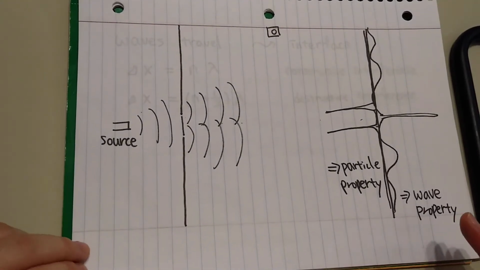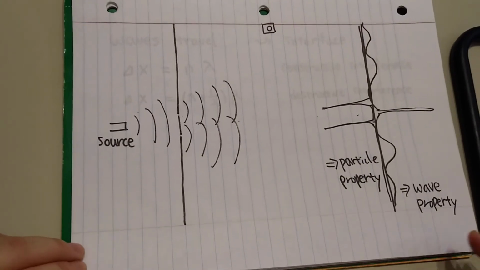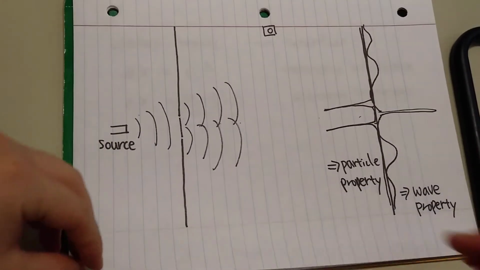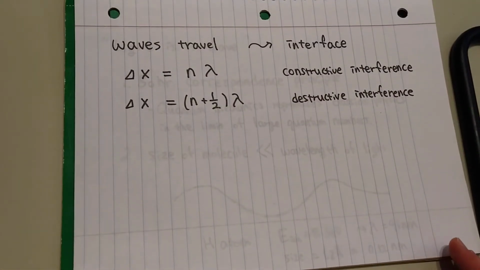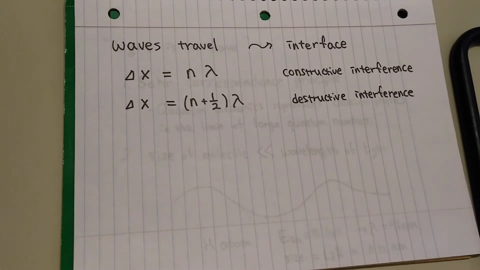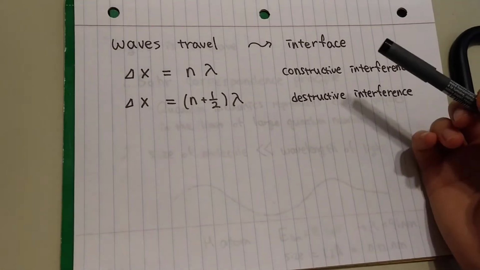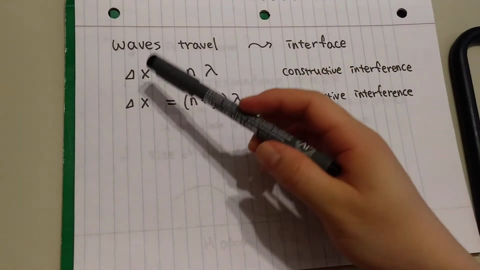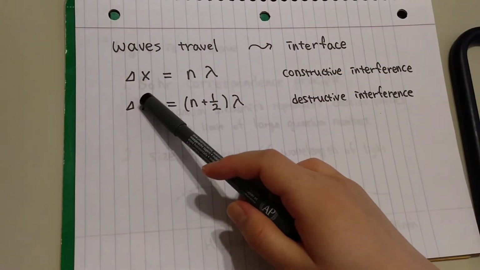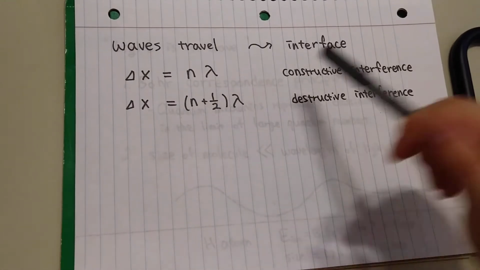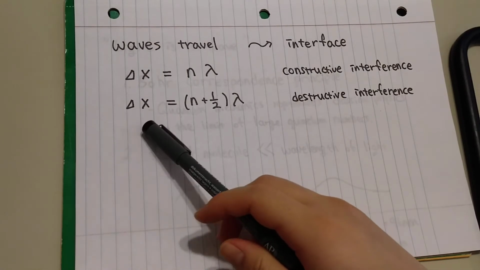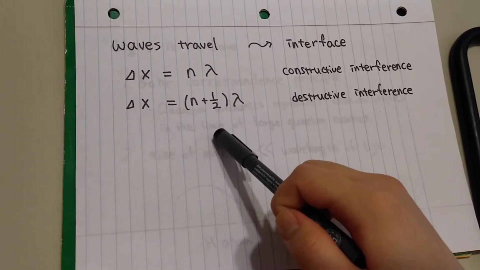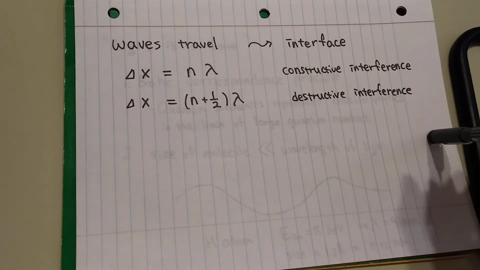So let's talk more about the wave property. When two waves travel and interfere with each other, it gives constructive interference and destructive interference. So for a sine wave, the path length difference, which is written as delta x here, equal to n times the wavelength, is constructive interference. And when delta x is equal to n plus a half times the wavelength, it gives destructive interference.